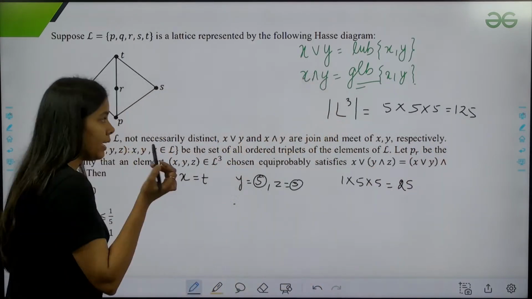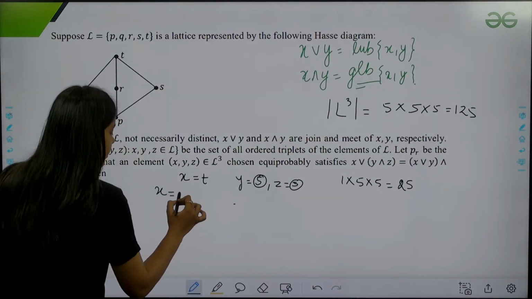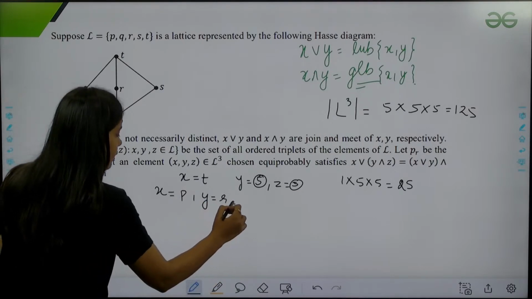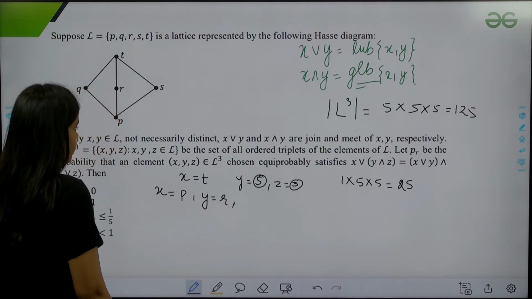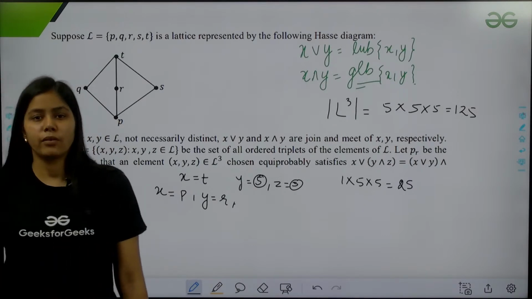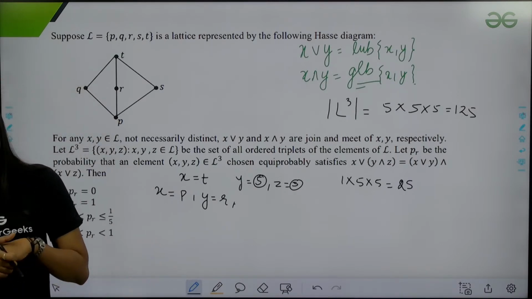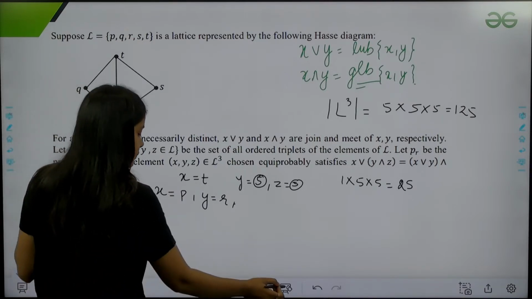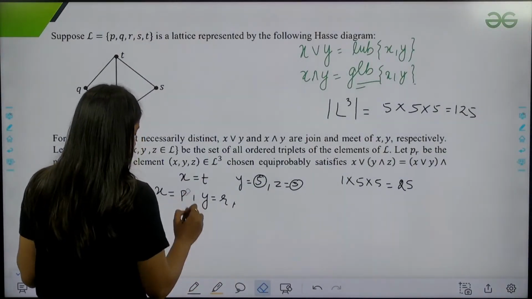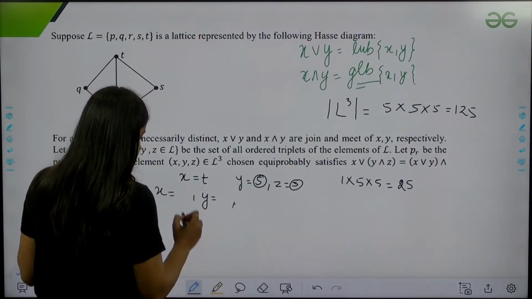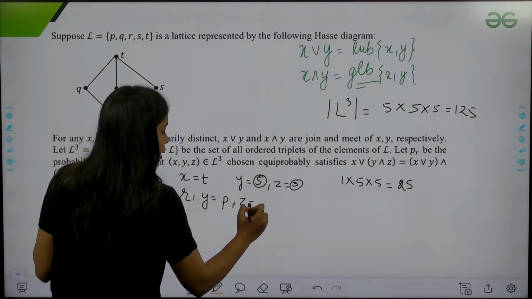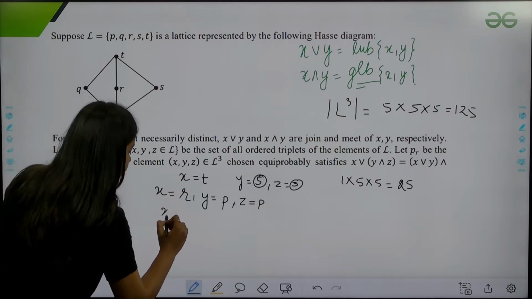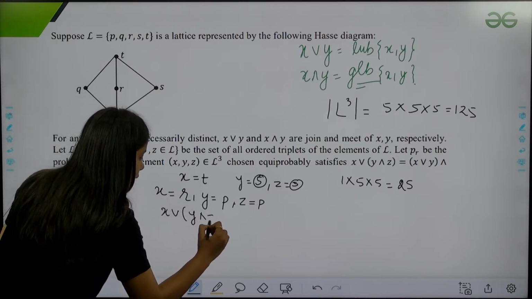Now let's see. Let's take x equals to P and y equals to, let's take R, and let's think about some distinct values, right? Let's take x equals to R, y equals to P and z equals to P. Let's take this value. If I find out x ∨ (y ∧ z), let's find out x ∨ (y ∧ z).